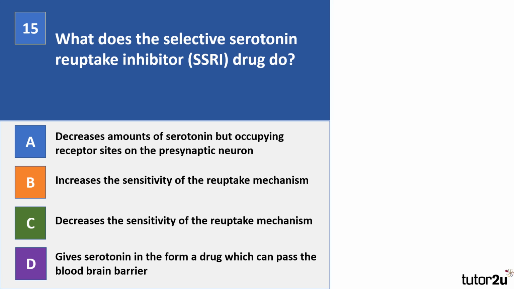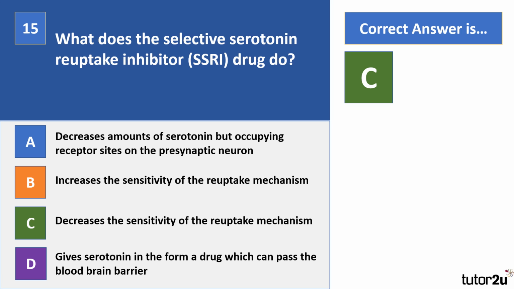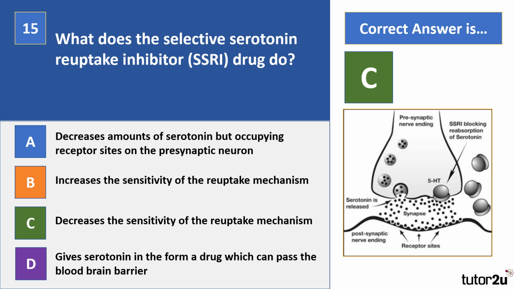Final question. What does the selective serotonin reuptake inhibitor drug do? So SSRIs, what do they do? So have a read through and pause your video. Okay, correct answer here, what we were looking for, is C.